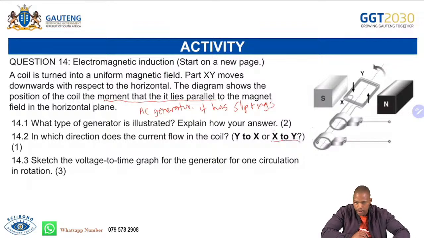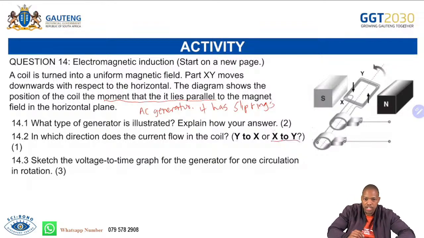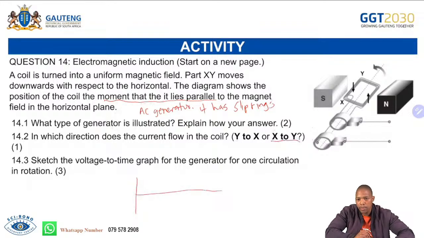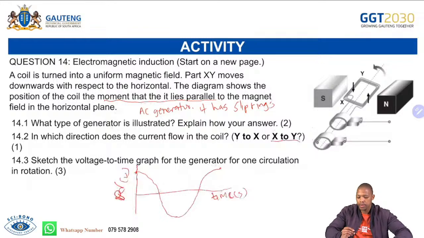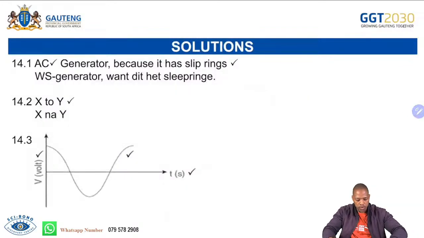Sketch the voltage-time graph for the generator for one rotation. And to do that, as we can see, since they say at the moment it lies parallel, it means it is starting there where it produces the maximum. So one rotation there should go to 0, and it goes to a minimum, maximum, goes back here, and this will only give us the rotation. So this would be the PD in volts, and this would be the time in seconds. Right. As you can see there, the solutions are looking like the way we determined them.